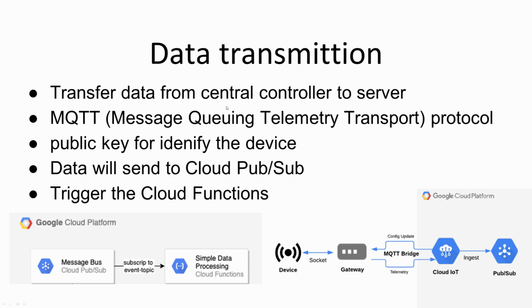So here is how the data transmission works. The data is transferred from the central controller to the server through the MQTT protocol. There will be 2 keys to identify the device. One key is for the device, and one key is for the server. The 2 keys will be matched, and the data can be transferred by the MQTT protocol. Once the data is sent to the cloud Pub/Sub, it will trigger the cloud function, and then the data processing will be started.